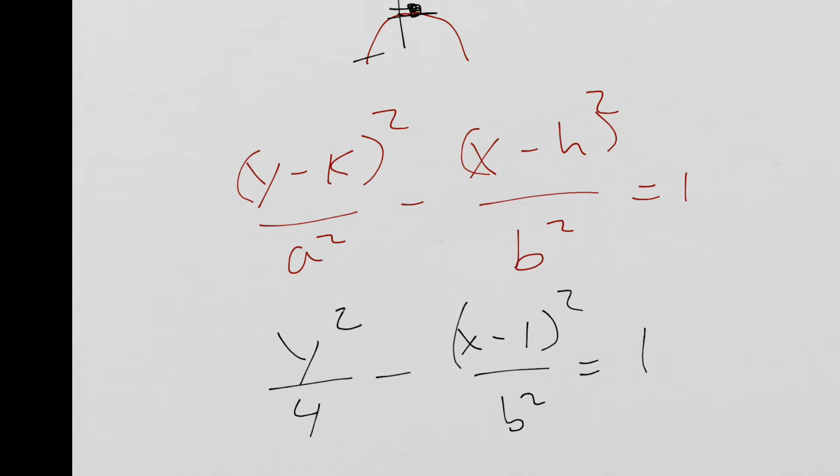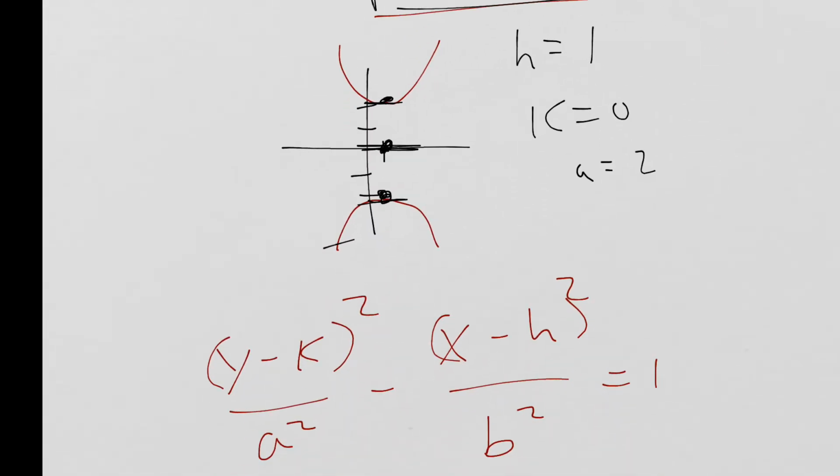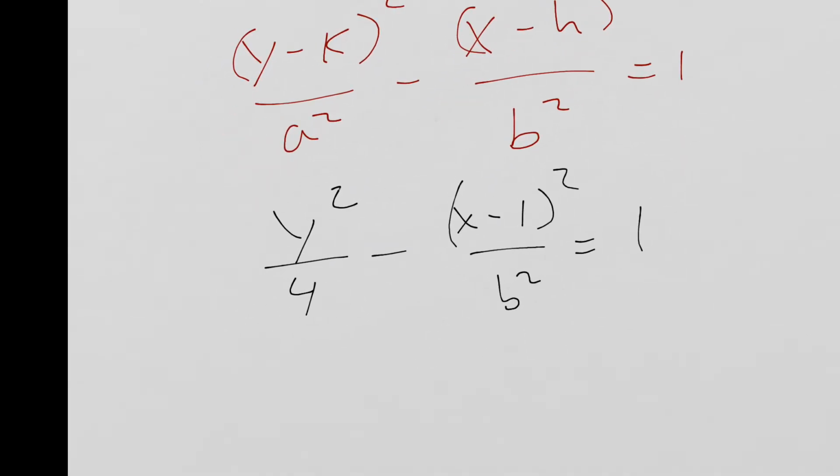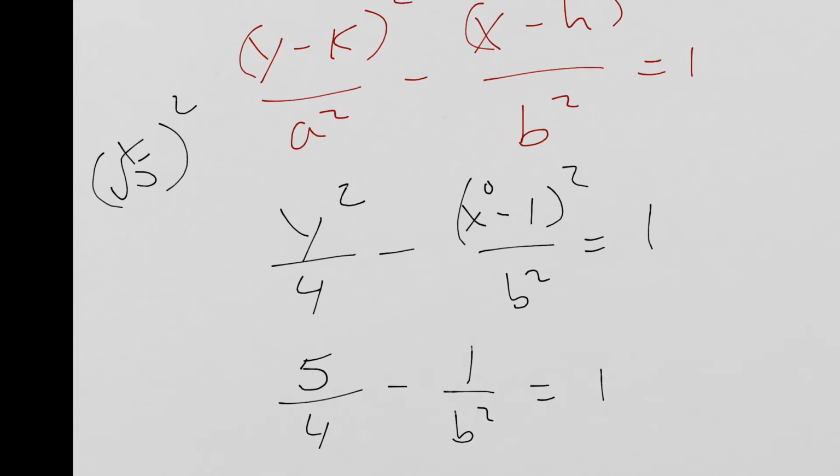To find the b squared, we're going to use the point they gave us. X is 0, y is the square root of 5. So if y is the square root of 5, y squared becomes 5, because the square root of 5 squared just gets rid of the square root sign. So it's just 5. So I have 5/4 minus, put a 0 in here. So if I put a 0 in there, I end up with 0 minus 1 squared, which is 1 squared, which is 1, over b squared equals 1. There's a couple ways I can go from here.